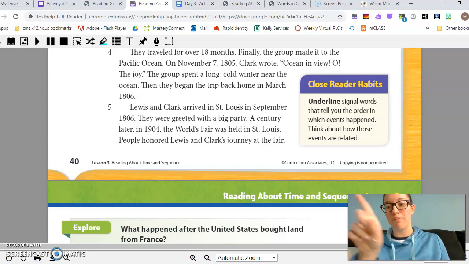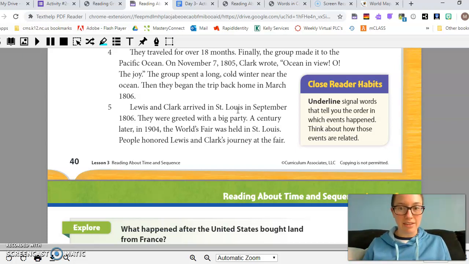Then they began the trip back home in March 1806. Lewis and Clark arrived in St. Louis in September 1806. They were greeted with a big party. A century later, 100 years, in 1904, the World's Fair was held in St. Louis. People honored Lewis and Clark's journey at the fair.